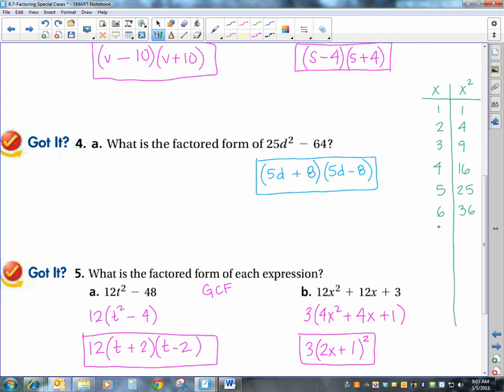Just a little bit longer. 7 squared is 49. 8 squared is 64. 9 squared is 81. 10 squared is 100. 11 squared is 121. We'll stop there. 12 squared is 144. And I'm going to jump to 15 squared is 225. So those are your squares that you want to recognize to help you be able to factor your perfect square trinomials.